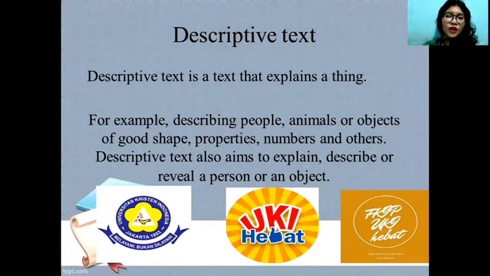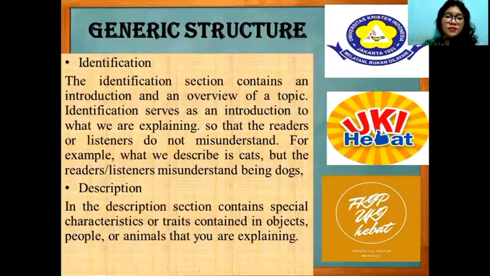There are generic structures of descriptive text. There are 2 generic structures of the descriptive text itself. The first is identification. The identification section contains an introduction and the overall view of a topic. The identification serves as an introduction to what we are explaining, so that the reader or listener doesn't misunderstand. For example, we describe a cat, but the reader or listener misunderstands it as a dog. So the identification is important in the descriptive text.